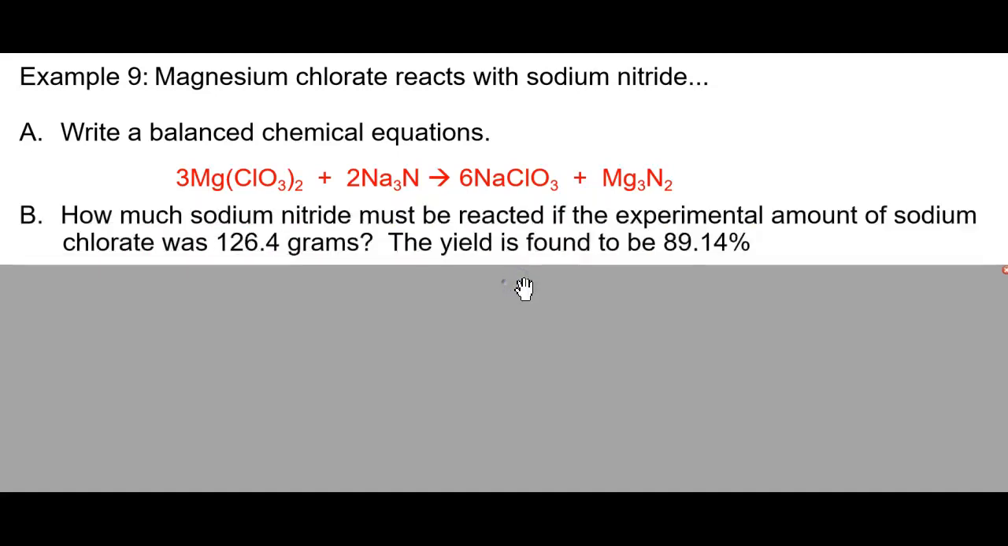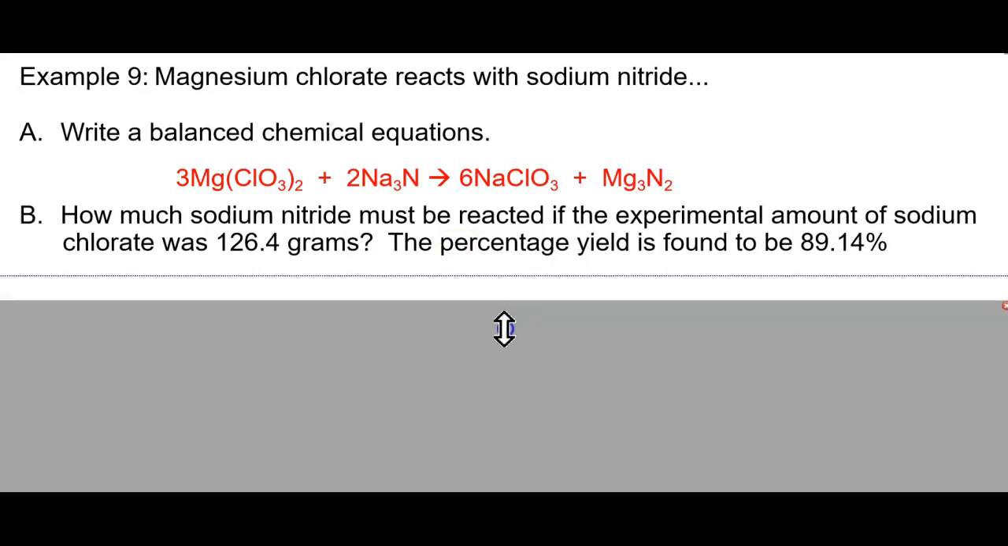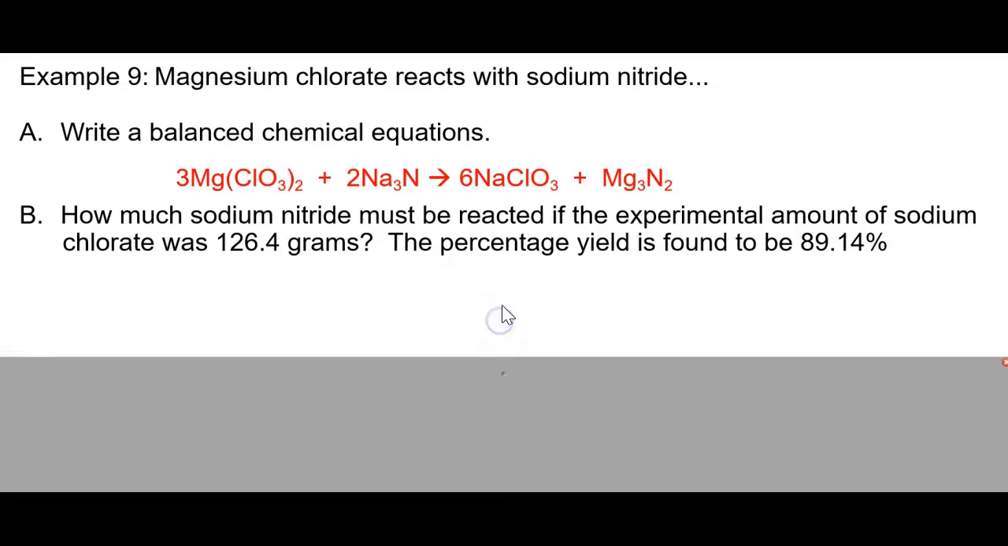The question says, how much sodium nitride must be reacted if the experimental amount of sodium chlorate was 126.4 grams? The yield is found to be 89.14%. I could also add the word percent here. Same thing, or percentage yield. Either way, yield, percentage yield, and percent yield in these problems mean the same thing. So I have read the words percentage yield, and then I need to think through what I need to write.